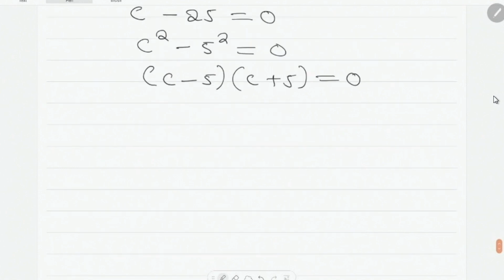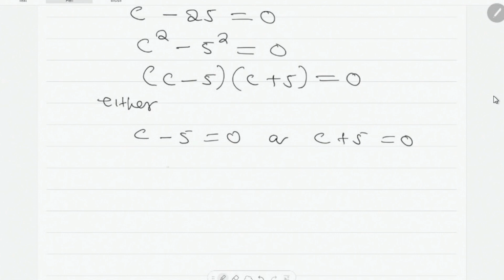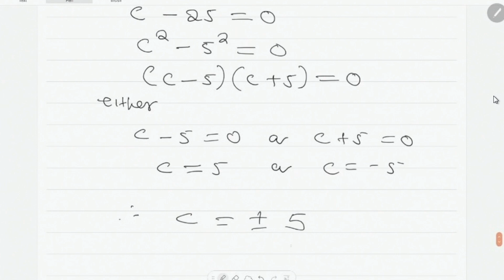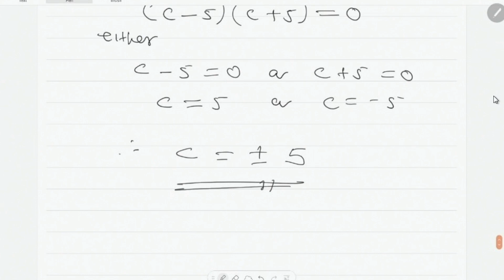So since this is the product of two factors, which gives me 0, it means that either one of them is equal to 0. So either C minus 5 is equal to 0 or C plus 5 is equal to 0. So solving for C, we have C is equal to 5 or C is equal to negative 5. Therefore, the value of C is equal to positive or negative 5. And that is the answer for part C of question number 15. All right, so we move on to question number 16.